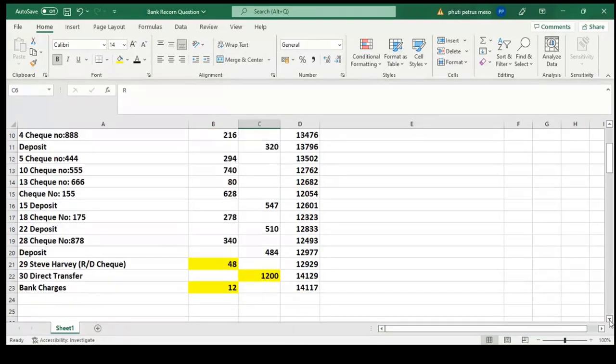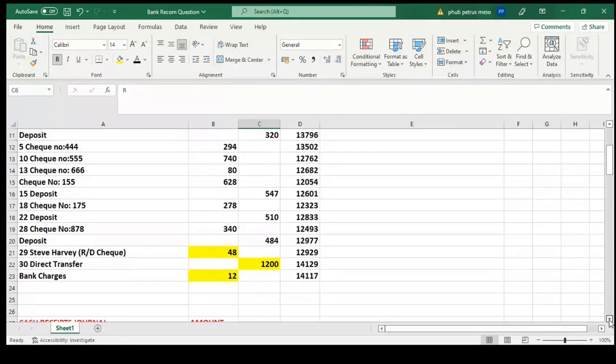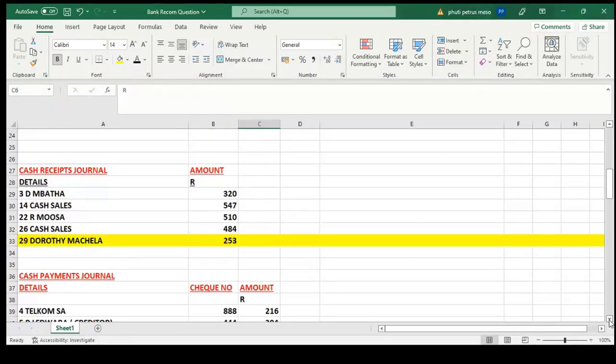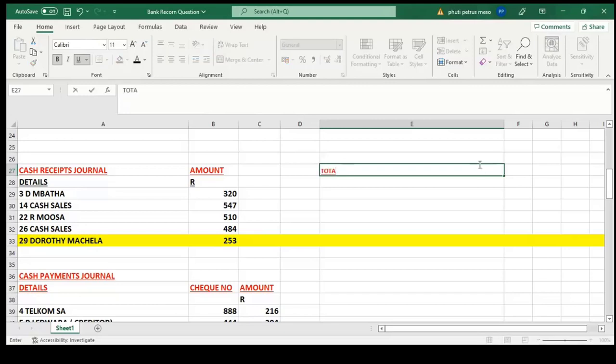We've used Jessica's method. She says that she highlights whatever is not matching or missing. And what's your next step, Jessica? Then I would prepare the CRJ or the CPJ, check what was missing. Can I put the total amounts, the new total amounts, like this?